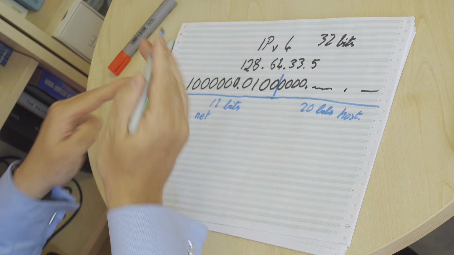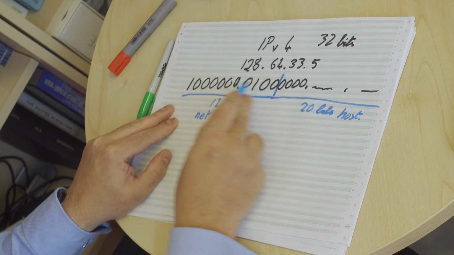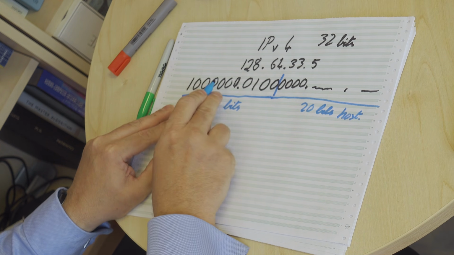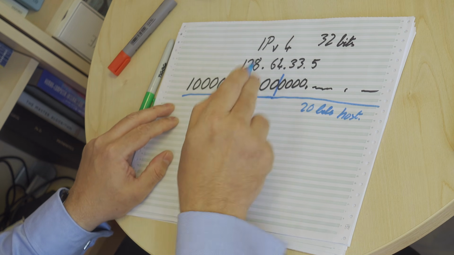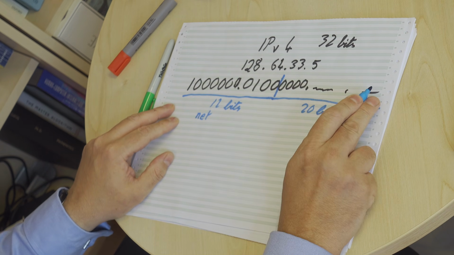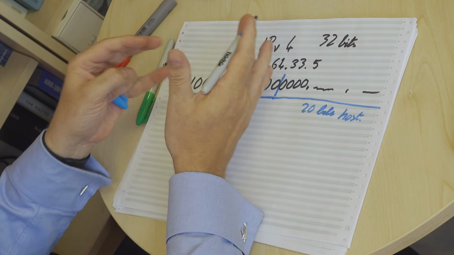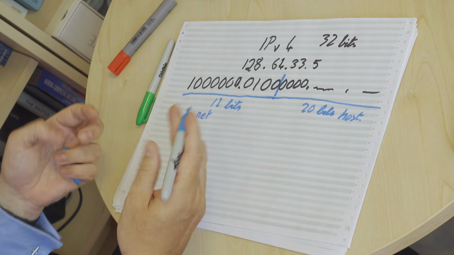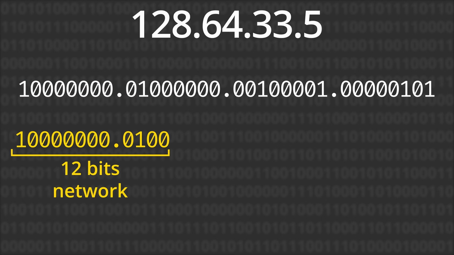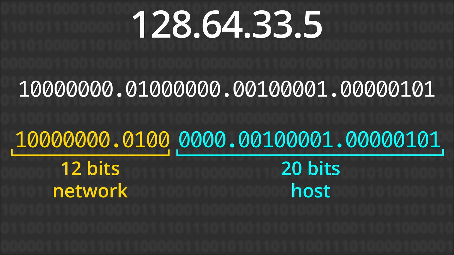Getting back to what we were saying. Anything beginning with this bit pattern, whatever it is here, is going to belong to this same network. Okay, and that's a really useful property, because we need to think now about how we navigate the internet.